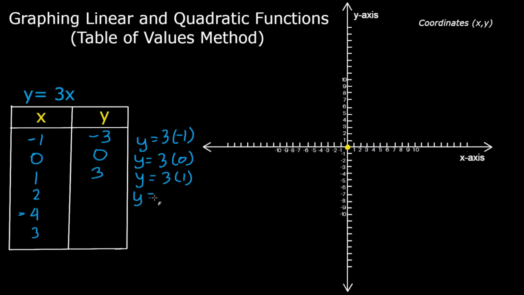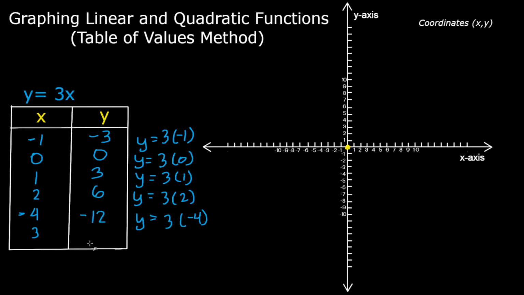Then, proceed na tayo dito. 3 times 2, kasi 2 naman. So, magiging 6. And then, we have here y equals 3 times x. So, anong value ng x? Negative 4. So, 3 times negative 4 is negative 12.